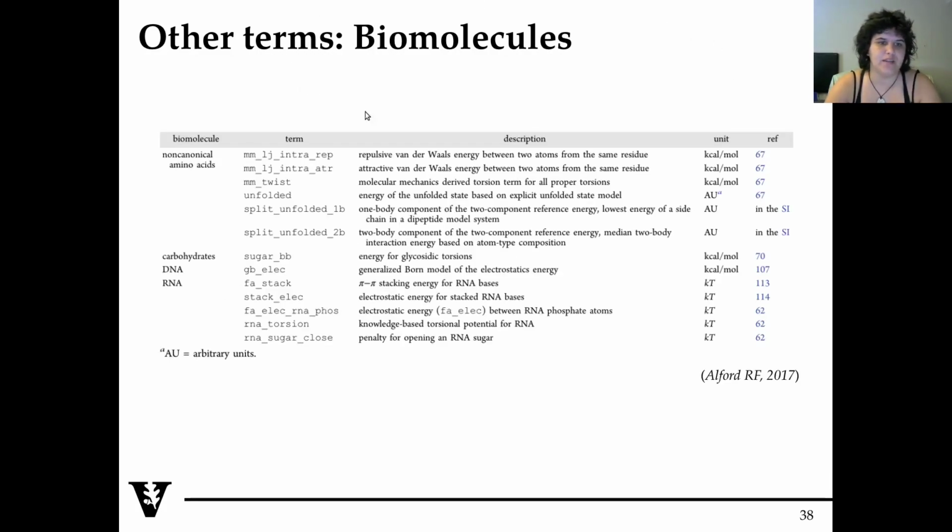Now, the next topic is biomolecules. There are energy terms for non-canonical amino acids, in case you need to work with them. There are energy terms for carbohydrates, like glycans, for example. There are energy terms for both DNA and RNA. All these are set to 0. The weight is set to 0 because they are not always used. But if you need to use them, you can just call them, and they will be activated in your system.